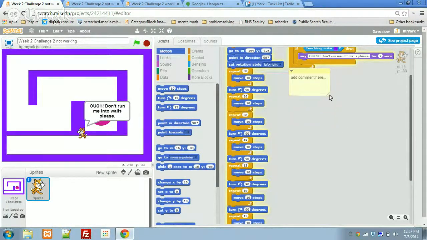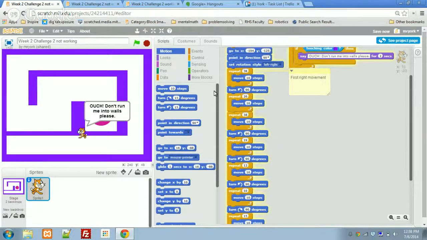The first move to the right, which we may even want to add a comment here that says this is the first right movement. And then we turn 90 degrees to the left. So that's going to point us in the up direction because we were going right. It's set left to right, so we don't actually see it rotate. It just starts moving upwards.